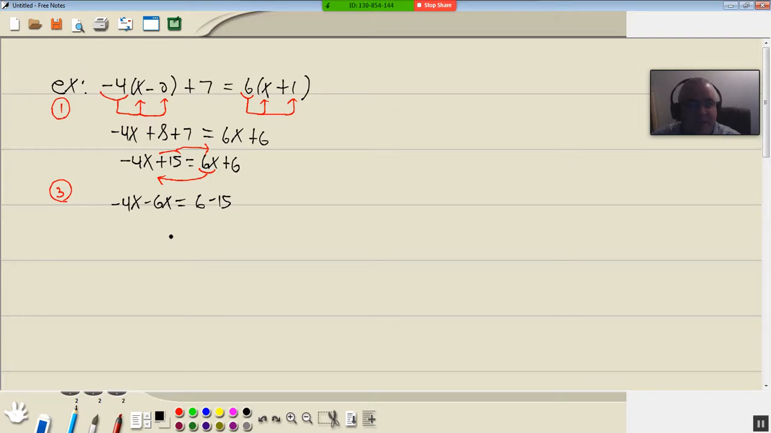Our note up at top, at any step combine together like terms. -4x, -6x is -10x. And combine numbers. 6 minus 15 is -9. Step 4. Divide both sides by the number in front of your x. Well, the number in front of our x is a -10. So divide both sides by -10. Now when you do that, these -10s cancel. So we got x is equal to, and these negatives cancel. And that gives us x equals 9/10.